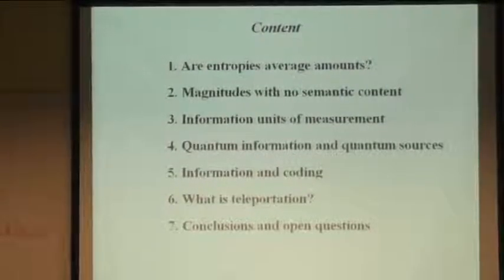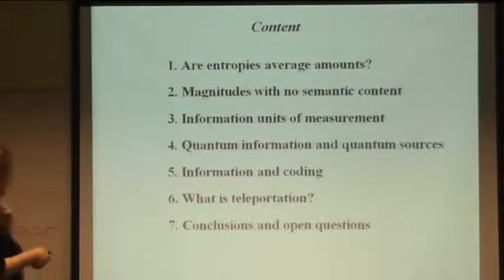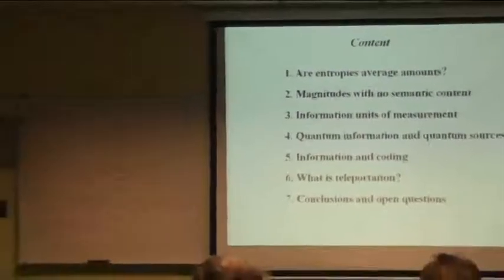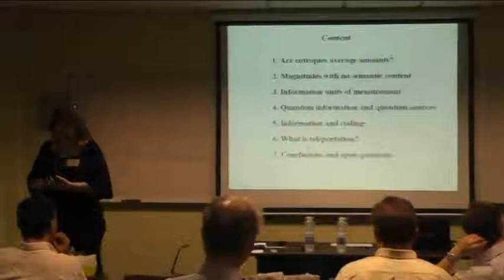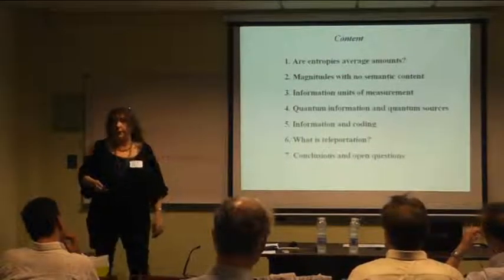So here the content will be the following. First, we will discuss if entropies are really average amounts. Then we will recall that entropies or information have no semantic content. Then we will discuss which are the units of measurement for information. Then we will ask what a quantum source would be. Then we will discuss the relationship between information and coding. In this case, we have to ask necessarily about teleportation, to try to understand what teleportation is. And finally, we will have some conclusions and open questions. So let us begin.